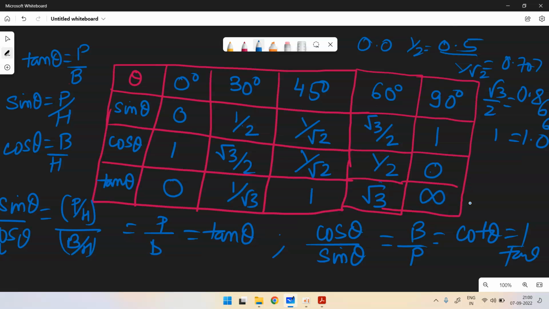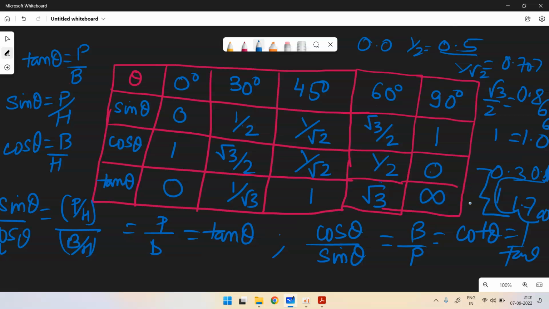And tan theta, this is 0, this is 1 by root 3. 1 by root 3 is around 0.3 only, not even 0.3, it will be 0.45 like this. And then 1, then root 3 is 1.7, and infinity is itself infinity. So even this function, tan theta, is also an increasing function.